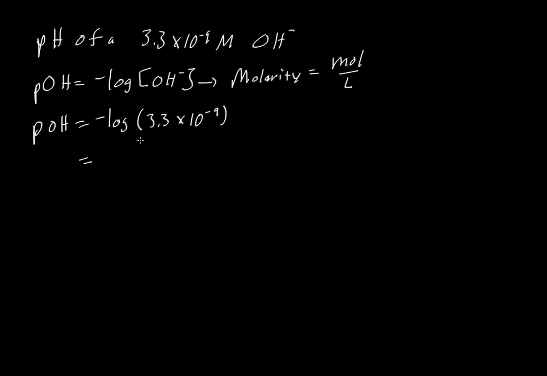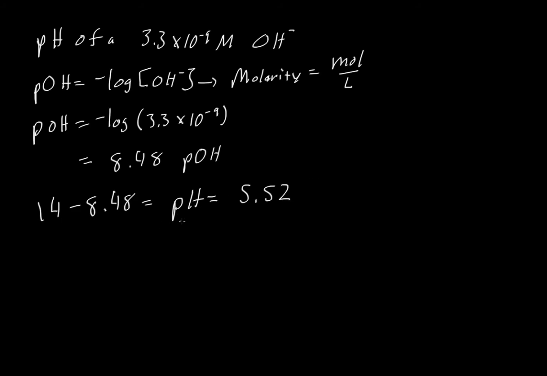That is equal to 8.48. We're not done yet. Remember, this is the pOH because we were given our OH ions to start. So therefore, we need to take 14, subtract 8.48 from it. That's going to give us our pH, which is equal to 5.52. So there is your final answer.